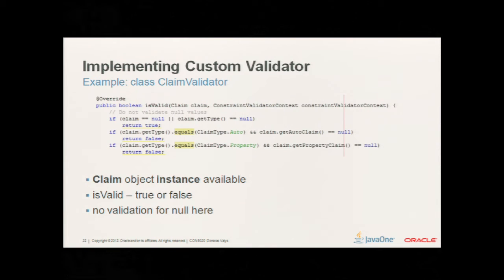One of the best practices, as stated in the bean validation documentation, is not to validate null values here, but to use NotNull constraints. So the first statement is normally: if claim is null or type is null, we just return true, because we already defined those bean validation constraints. A bean validation validator just has to return true or false. If the constraint is violated, it's false, otherwise true.